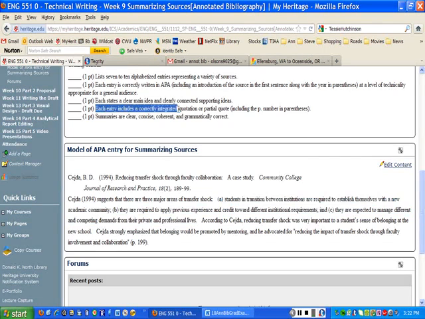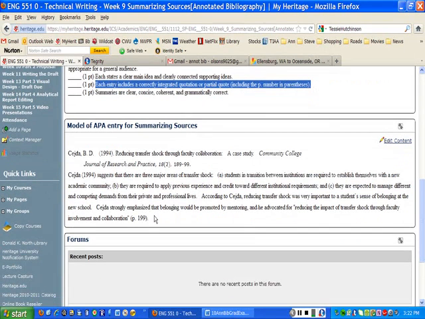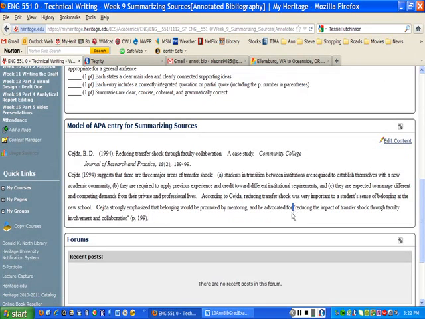All right. The next criterion here is each entry includes a correctly integrated quotation or partial quote. And here's an example of a partial quote. A full quote would be a full sentence or sometimes full paragraphs even. We've got this, strongly emphasized that belonging would be promoted by mentoring, and he advocated for, quote, reducing the impact of transfer shock through faculty involvement and collaboration, end quote, page 199, and parentheses, period.